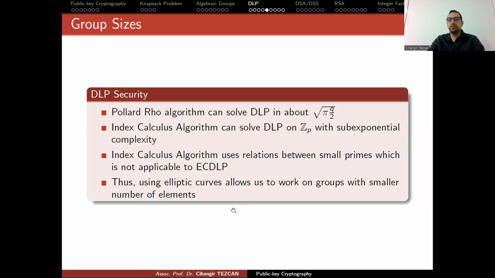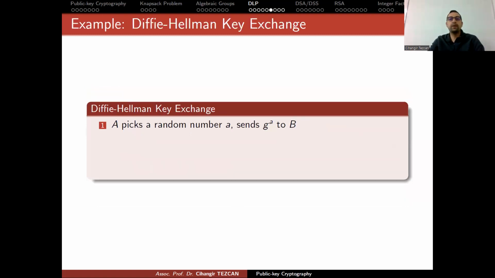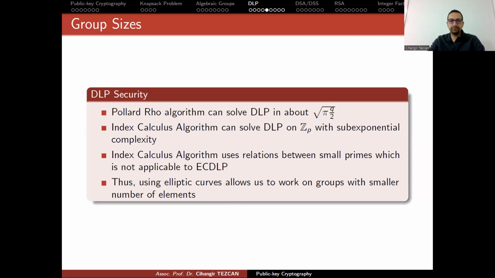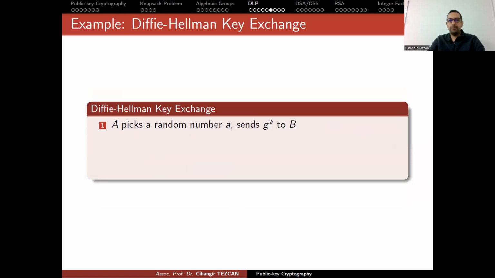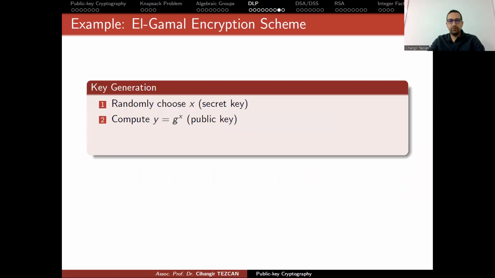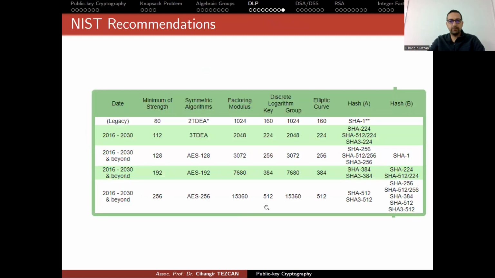Thus, using elliptic curves allows us to work on groups with a smaller number of elements. Okay, this is the idea. And maybe I have a slide about it. So before talking about Diffie-Hellman key exchange, let me talk about the security here.